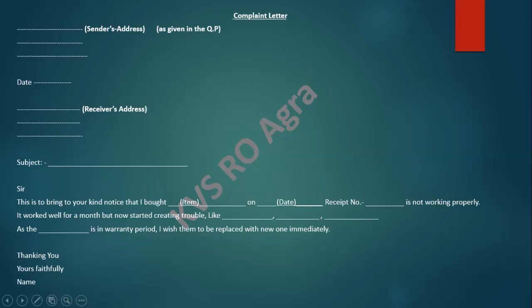"As the dash is in warranty period, I wish it to be replaced with a new one immediately." Whatever the commodity or gadget you have bought goes in the dash, so that your gadget will be replaced, or it can be mended. Then at the last, write thanking you, because you have to use polite words, then subscription followed by your name. So this is a capsule for writing a complaint letter. Just use the name of the item, date, receipt number, and a few problems, and write down the name of the gadget.